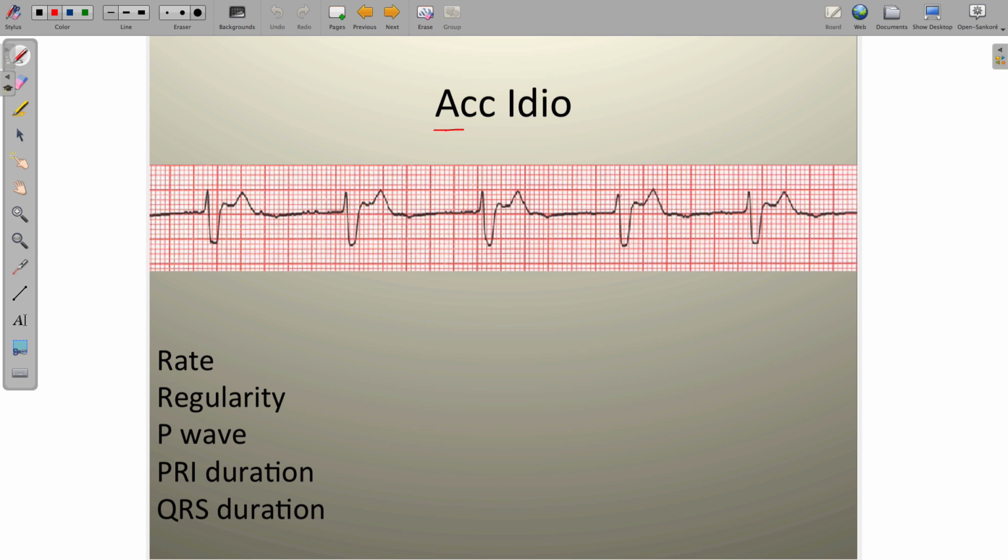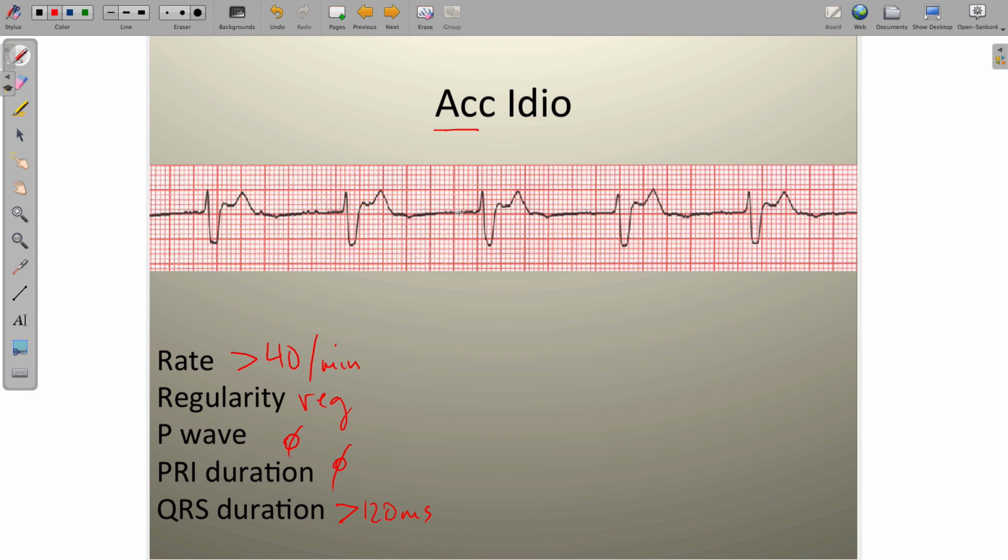All right, so as the name implies here, accelerated idioventricular rhythm is nothing more and nothing less than a change in the rate. The regularity is going to stay the same. There are going to be no P waves, no PR duration, and the QRS complex is going to be wide, so greater than 120 milliseconds. And the only difference here is that the rate is going to be in excess of 40 per minute. All right, so let's take a look here.